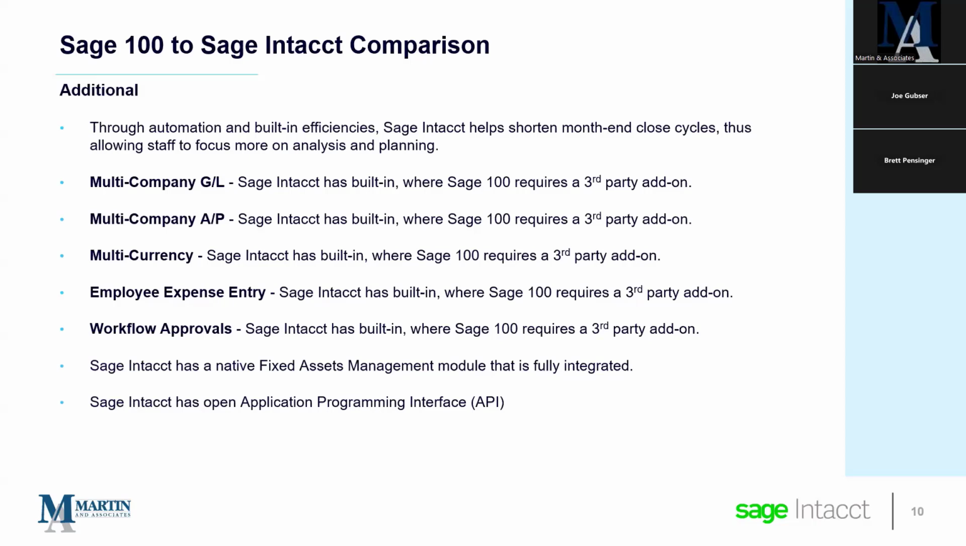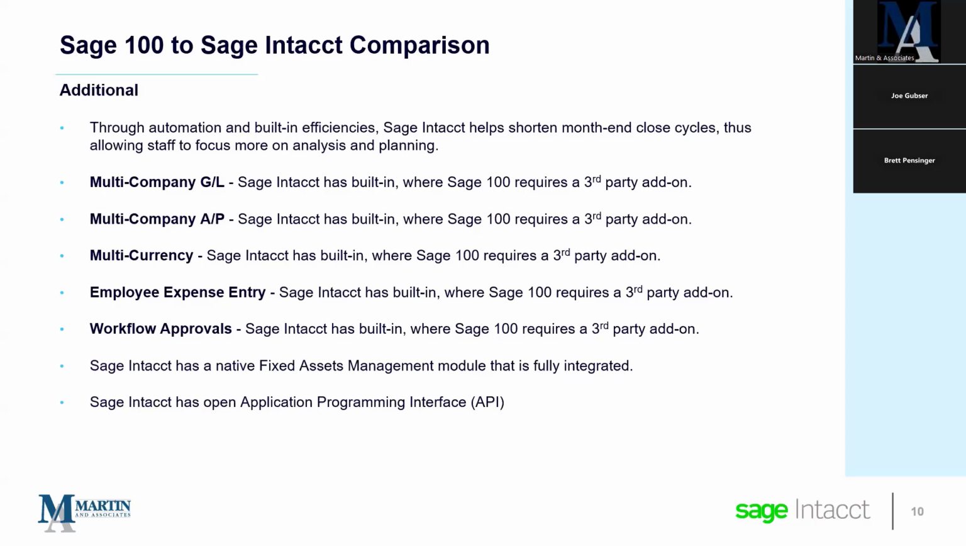Employee expense entry. If you want your employees to enter in their expense reports and submit receipts and you want to run expense checks through the system, you can do all that natively inside of Sage Intacct, where Sage 100 requires an add-on to do that. Workflow approvals is all built into Intacct, requires third-party add-ons to do that inside of 100. And we're going to get more in depth in that here in a little bit.